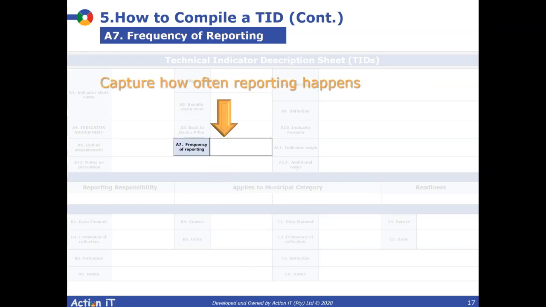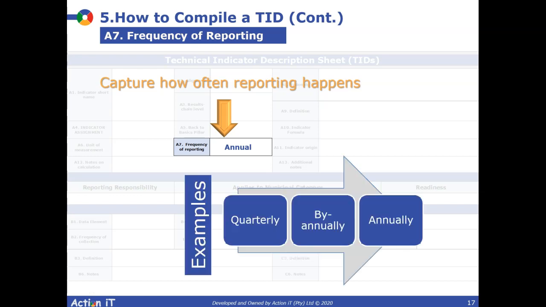In A7, frequency of reporting, you need to capture how often the reporting of the indicator will take place. In our example, annual is the frequency of reporting. Examples of other reporting frequencies are displayed on the screen. These include quarterly, biannually, and annually.